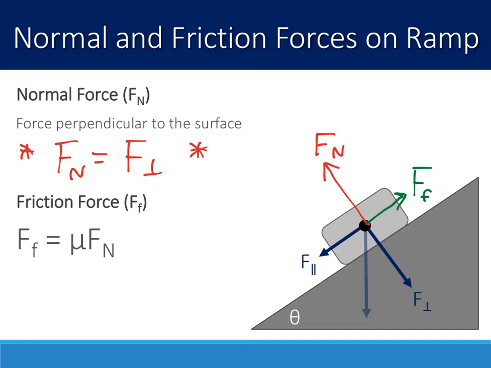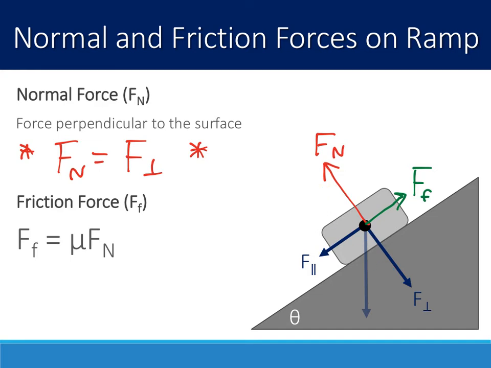And remember, the normal force is the force that's perpendicular to the surface. When we have an angled or an inclined surface, that perpendicular is no longer the weight because it's not perpendicular to that straight down weight force. We have to use the component that we just talked about, the perpendicular component here. Then that would equal the normal force.